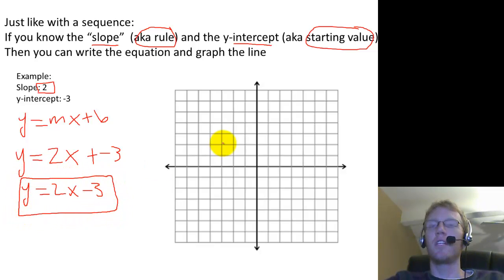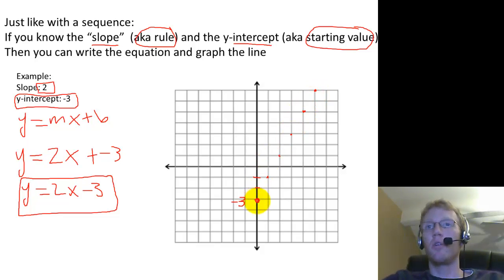And then to graph it, it's really easy, because you know the y-intercept, which is your starting value. Y-intercept is on the y-axis, down 3. 1, 2, 3, so we should always label it. There's our starting value. And our rule, or our slope, is 2, so that means we go up 2 over 1, put a dot, up 2 over 1, up 2 over 1, up 2 over 1, and you can just put as many dots as you need to kind of get the feel for where the line is going to be.